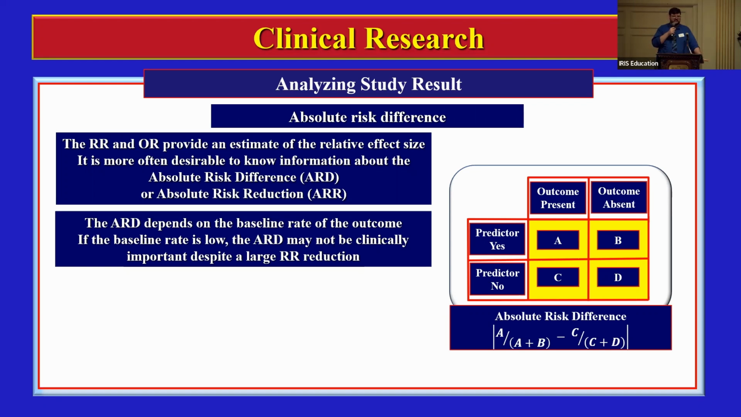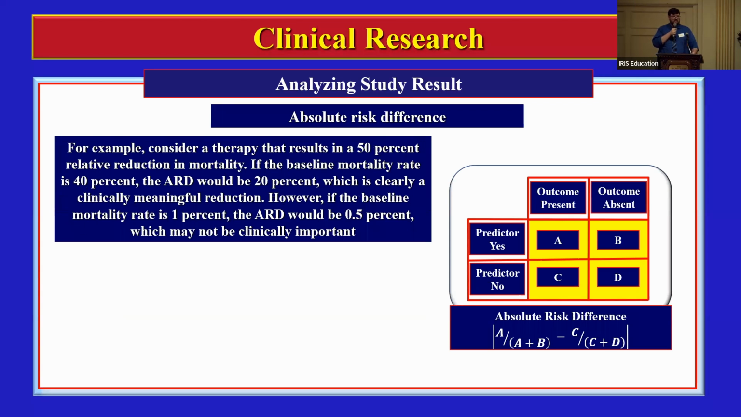This is more based on the baseline rate of an outcome happening. In this case, remember the relative risk, we were previously dividing these two quantities. Now we're subtracting them. And it's absolute risk difference, so we take the absolute value. Let's consider a study of a therapy that shows a 50% relative reduction in mortality. That seems pretty awesome if 50% less people are dying. Now, if the baseline mortality rate's 40%, our absolute risk difference would be 20%, because 50% of 40% is 20%.